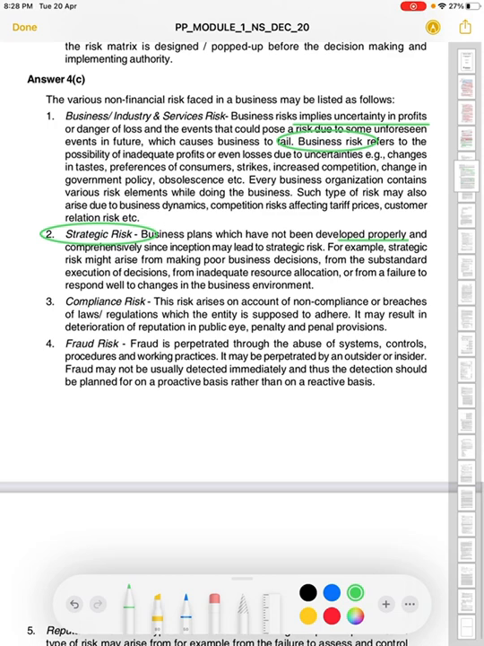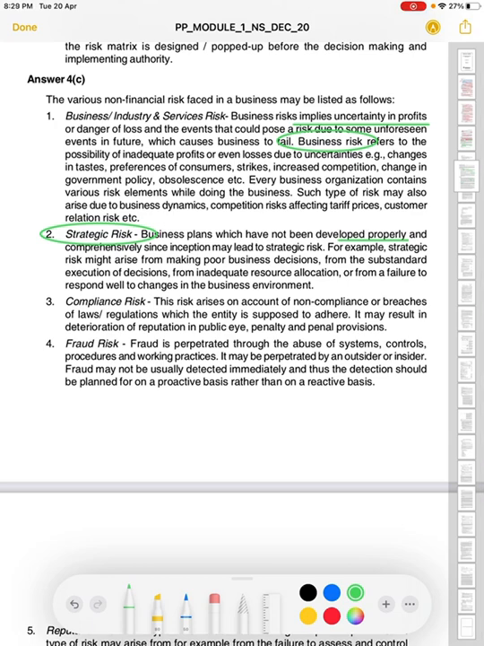For example, strategic risk might arise from making poor business decisions. A poor business decision has been taken, and from that decision an organization is facing strategic risk. Substandard executive decisions could lead to strategic risk, and strategic risk could lead to non-financial risk. Inadequate resource allocation, or a failure to respond well to changes in the business environment, could also lead to strategic risk, and that automatically comes under non-financial risk.